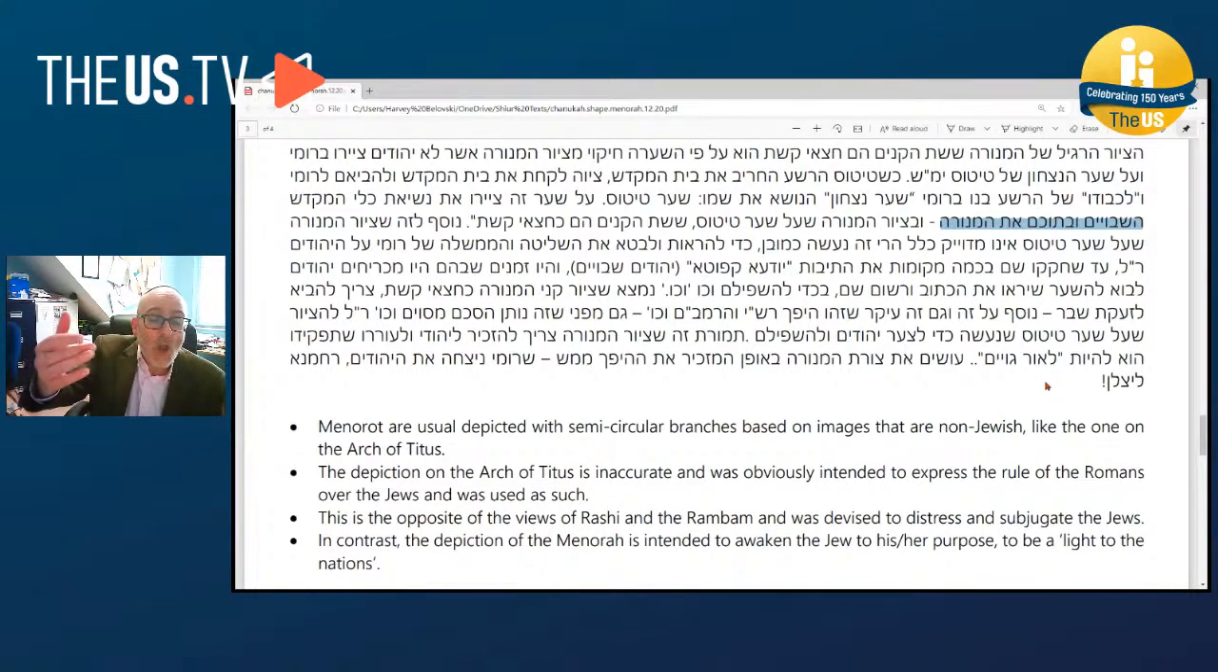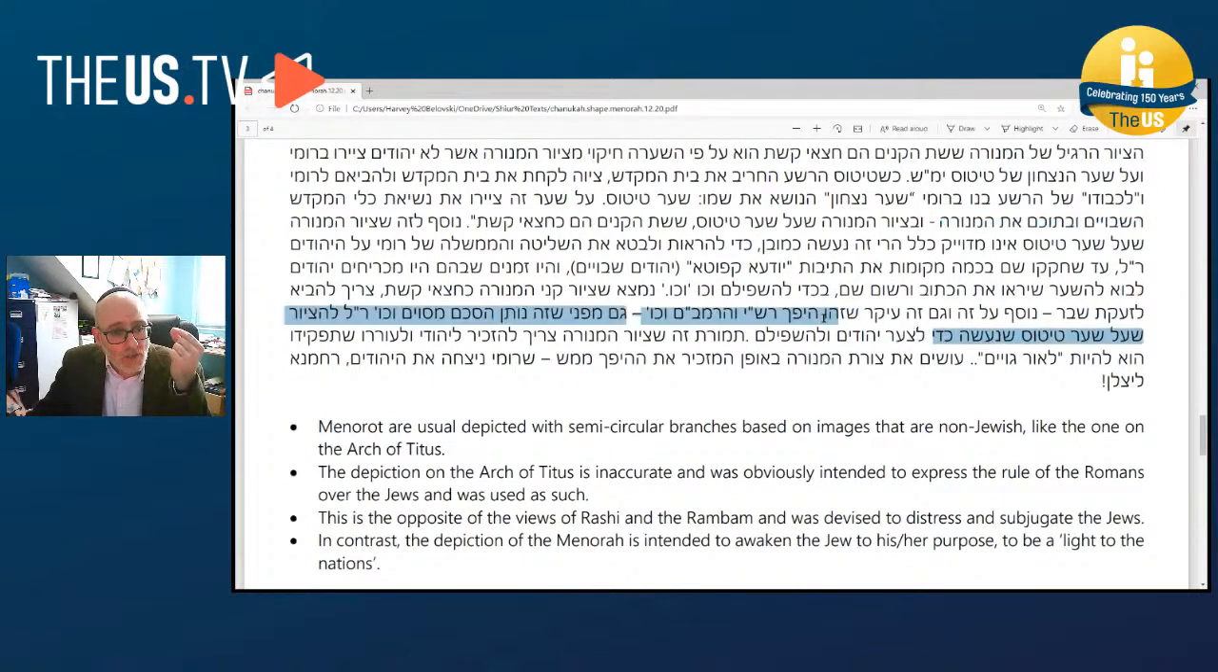in the year 70, quite apart from the fact, says the Lubavitcher Rebbe, that it says explicitly in Rashi and the Rambam that it's not to be drawn like this. Right? What that means to say, and this is the controversial point, is that the way it's depicted is inaccurate deliberately, in order to distress the Jews and to degrade us.